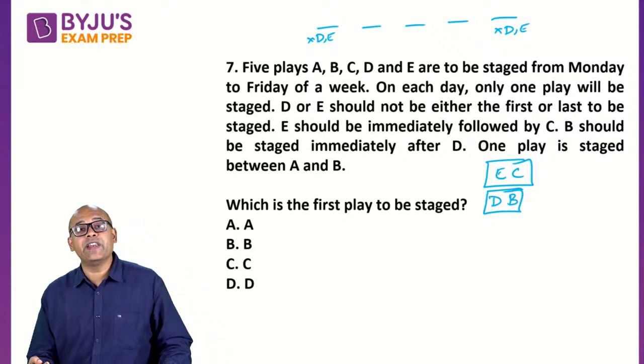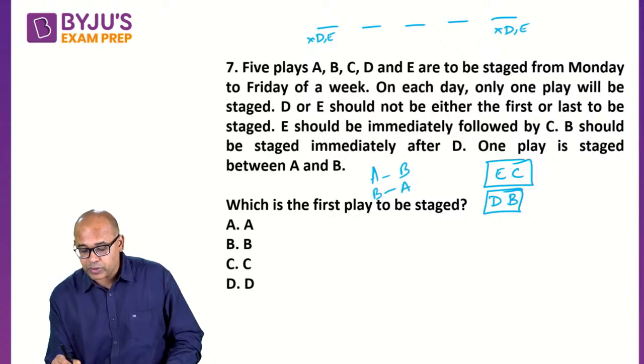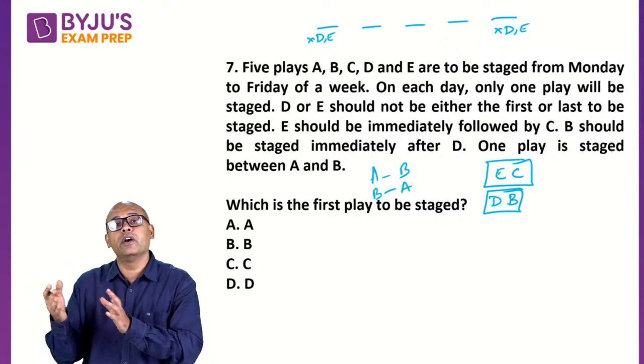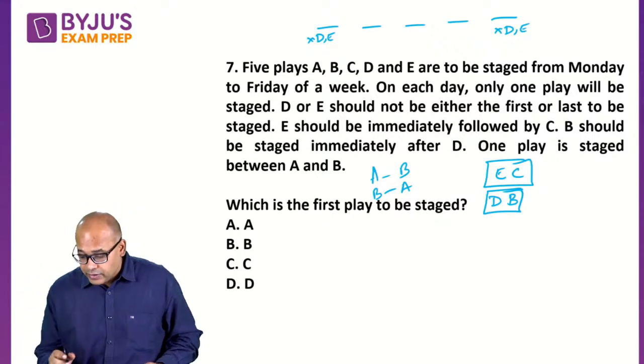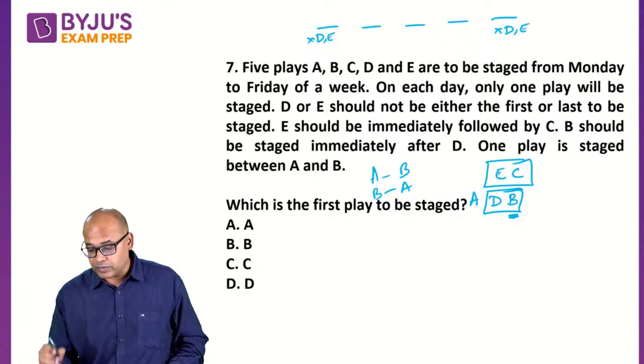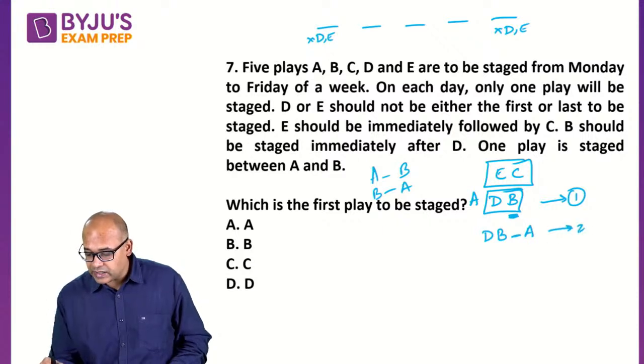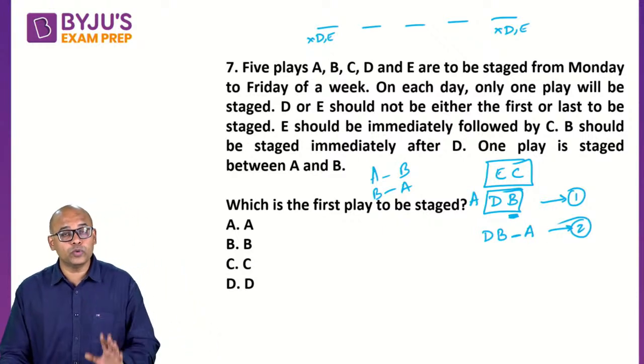One player is between A and B. So A aur B ke beech mein one player hai. It can be one of these two possibilities: A gap B or B gap A. So now remember, this is B, so my A can be here. This is one possibility. Or the other possibility is D and B are here, gap aaya aur phir A hai. This is the other possibility. Okay, these are the two possibilities.